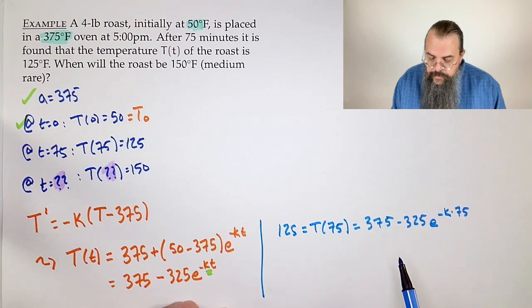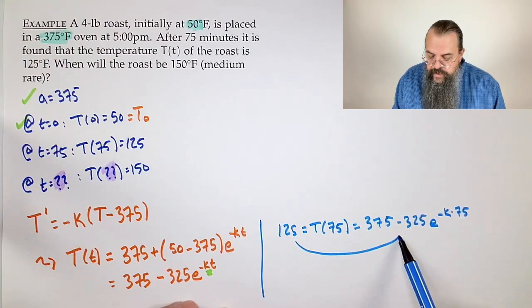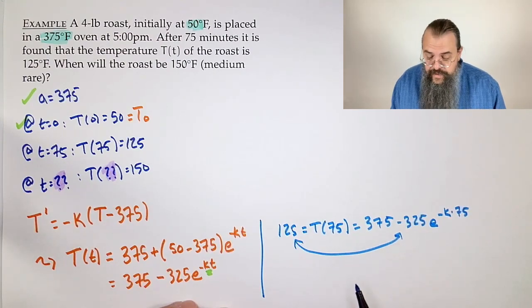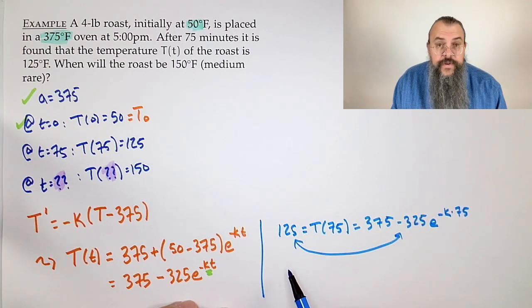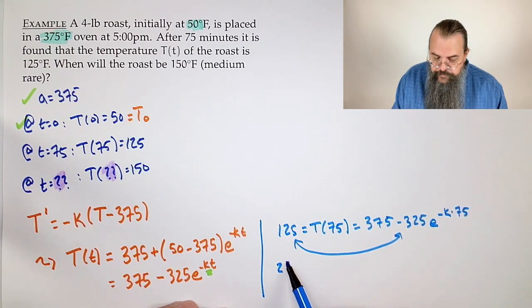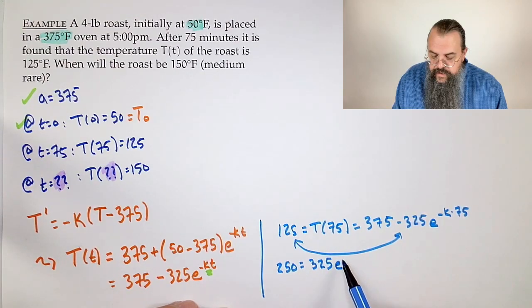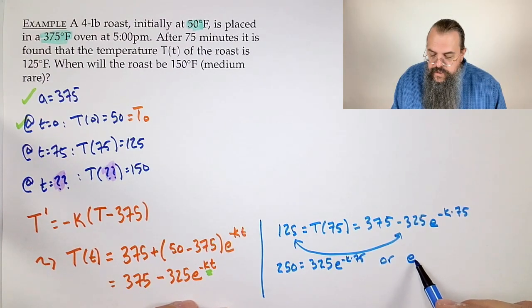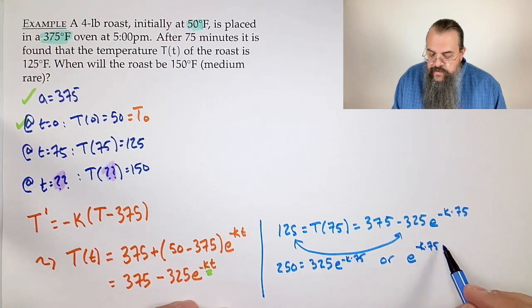And, well, okay, so we can do some moving around. And we can say, all right, 375 subtract 125 would be 250, right? So 250 is equal to 325 e to the minus k times 75, or we do some division, e to the minus k times 75 is equal to 250 divided by 325.